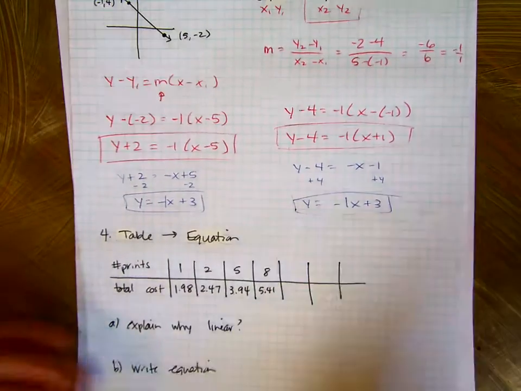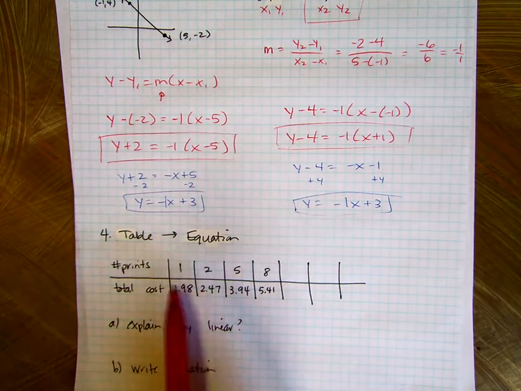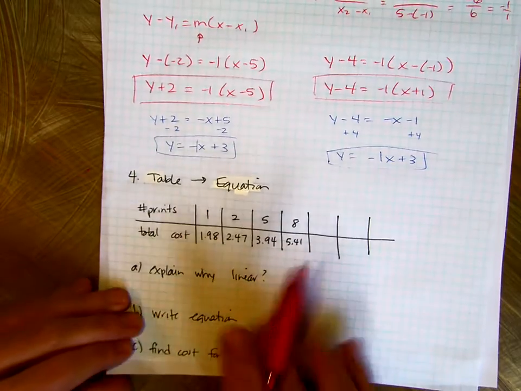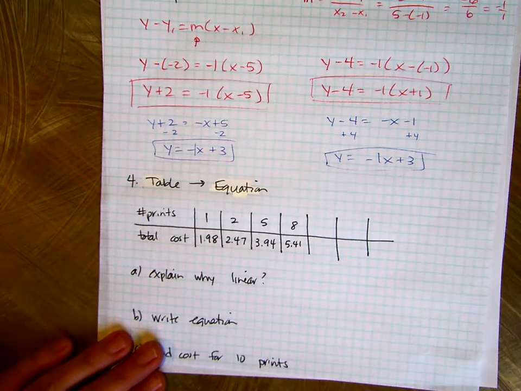All right, finally, we're starting to make some connections. Suppose I have a table of values. This is why we really use this linear equation stuff. Maybe I'm trying to describe some kind of pattern. This has to do with some photo prints you can order online.